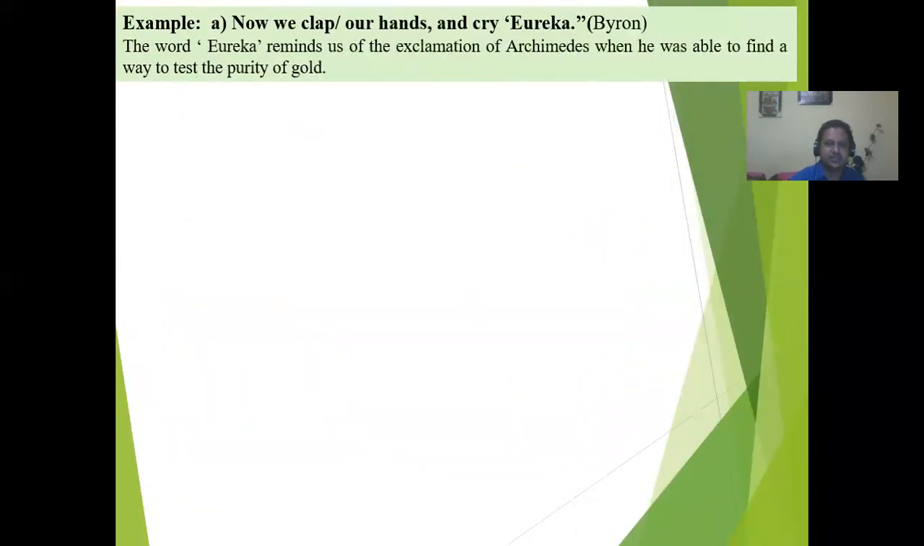Examples of allusions. Now we clap our hands and cry, Eureka! The word Eureka reminds us of the exclamation of Archimedes when he was able to find a way to test the purity of gold. If someone utters the word Eureka, it alludes to, reminds us of, the exclamation and the joyousness of Archimedes when he was able to find a way to test the purity of gold.